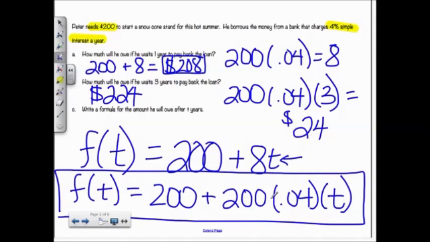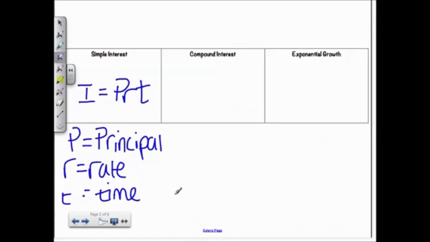The principal was 200 because the principal was the initial amount. 0.04 was the rate because that's how much the interest is being charged at. And then t is the time. In this example, our t was 3. All right, and then we added an additional 200 because this formula only tells me the interest. The total amount would be the interest plus the principal times the rate times the time.